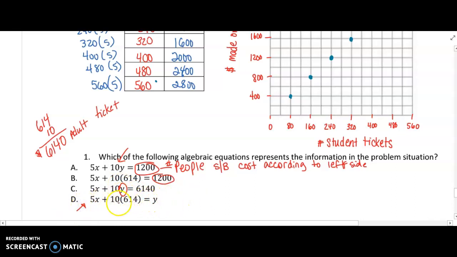So let's talk about this one. So we have taken into account the sales for our adults, right? So then this is going to be our student tickets, right? So what this Y is going to represent in this case is our total ticket sales. The X is going to represent our student tickets. So the answer would be D.